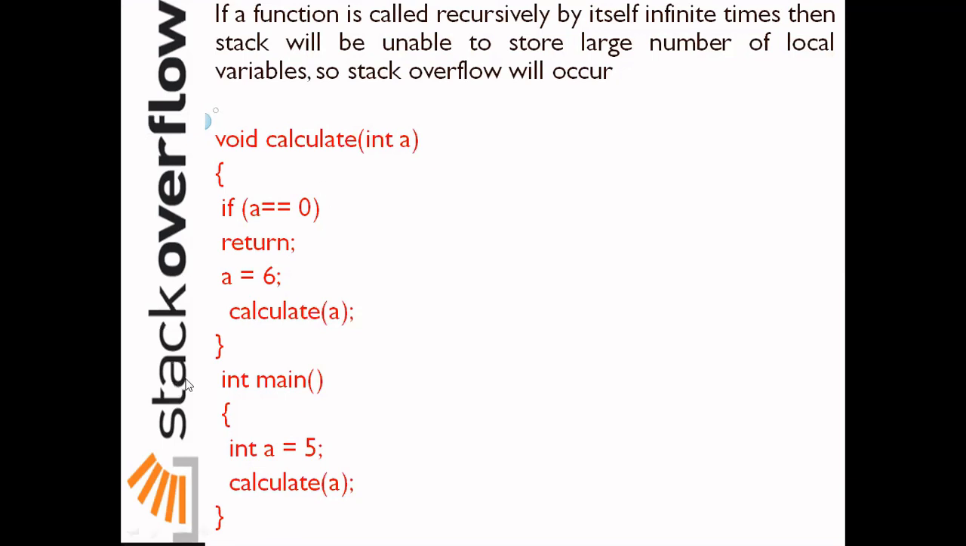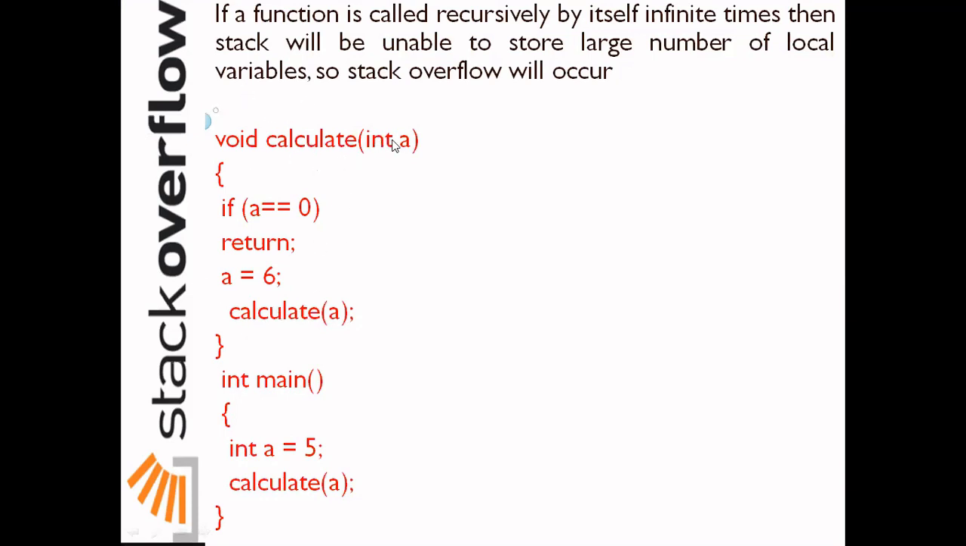Now I am going to explain a small program. First, this is the main program, int main. I am using a local variable called a, whose data type is integer. I have initialized a equal to 5. Next, calculate a. This is one function. If I use this function, automatically it will go to the calculate function.